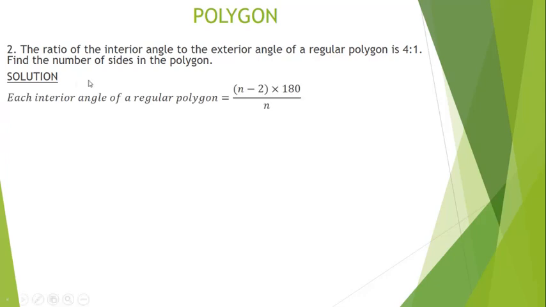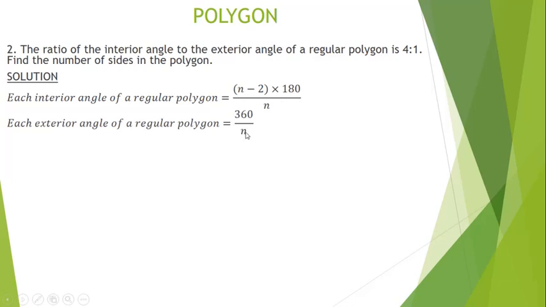So each interior angle of a regular polygon is given as this. You need to have this at your fingertips. When you hear regular polygon, this formula should just come to your head. So we have each interior angle to be this, and for the exterior angle, we have 360 over n.